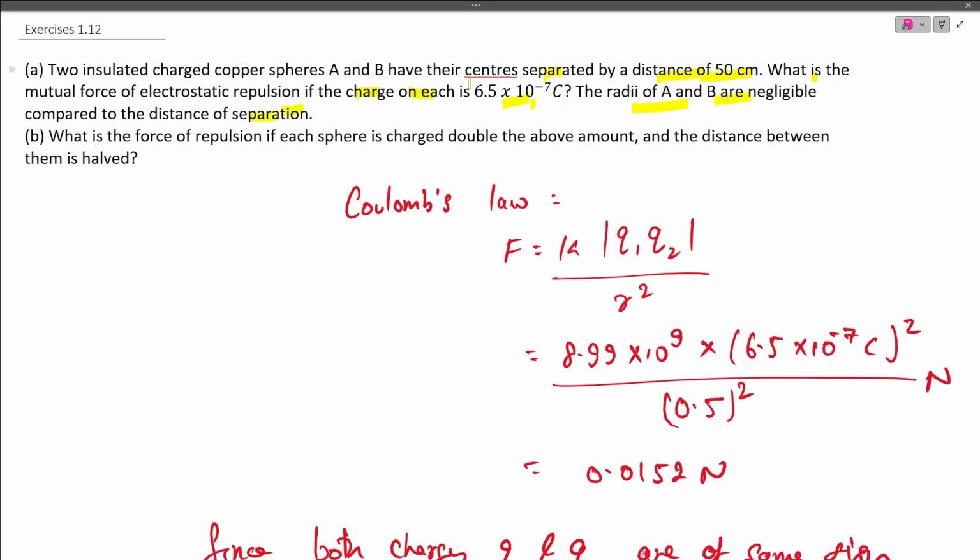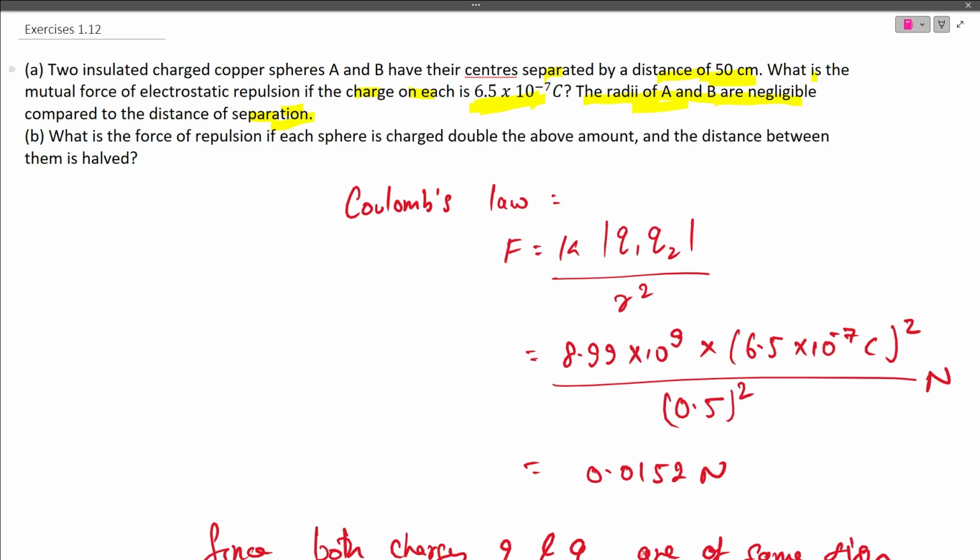So the question is talking about two charged spheres, and we have been given that the radii of A and B are negligible compared to the distance of separation, so we can treat those spheres as particles with a charge of 6.5 × 10^-7 coulomb, and they are separated by 50 centimeter. So what is the mutual force of electrostatic repulsion? Since both the charges have the same magnitude and same sign, the force would be a repulsive force.